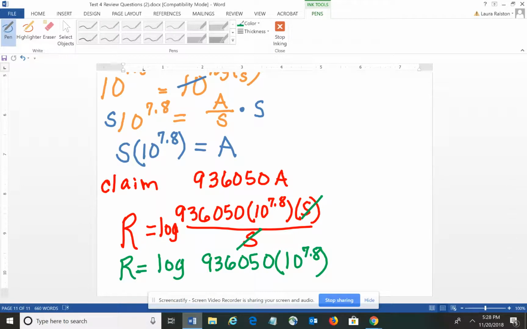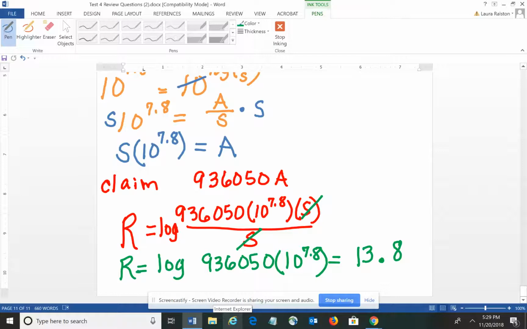At that point, I'm definitely getting out my calculator, and I'm going to type it in. So I would have the log of 936,050 times 10 raised to the 7.8 power. And we get 13.8, because it said round to the nearest tenth. So when you get it in a calculator, you get 13.8.